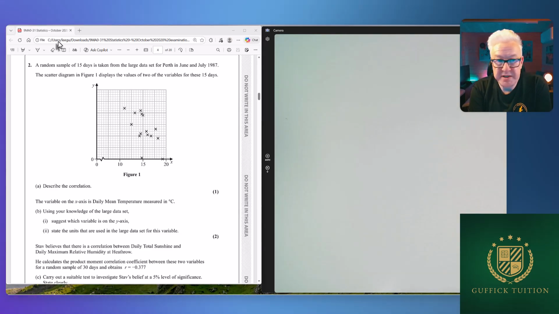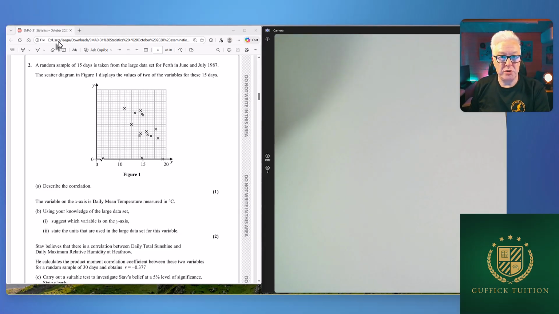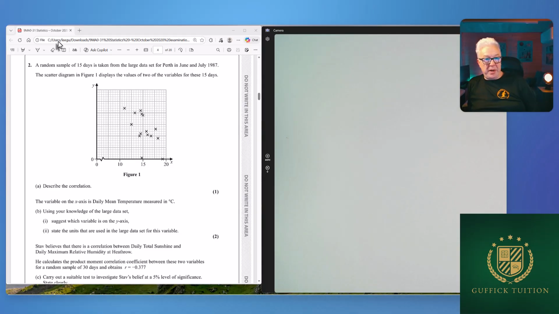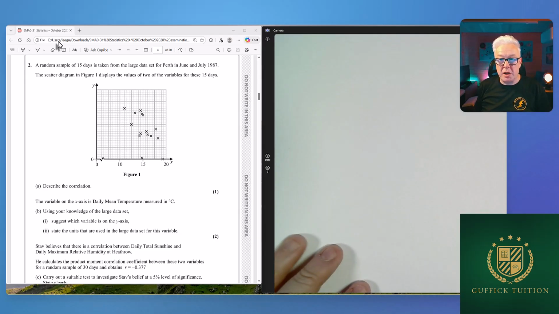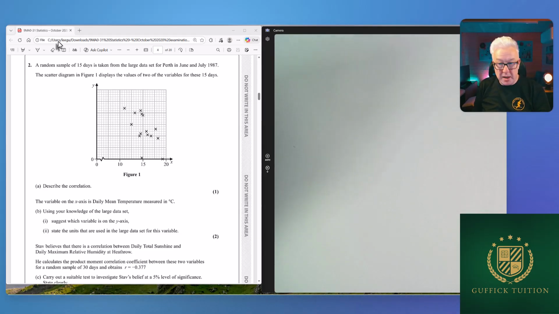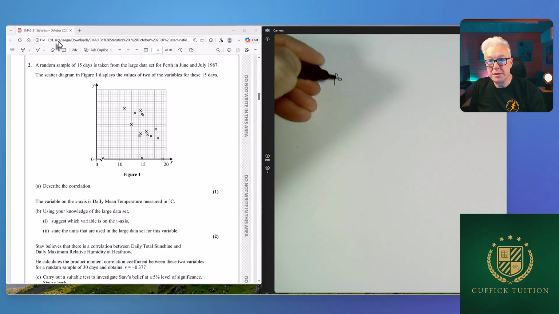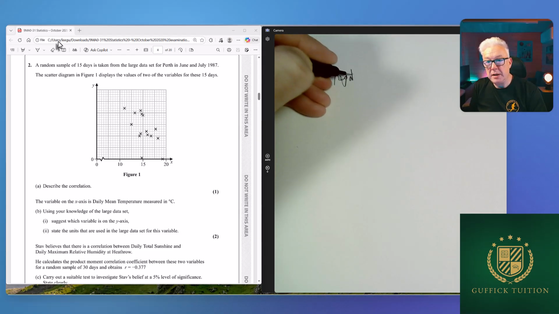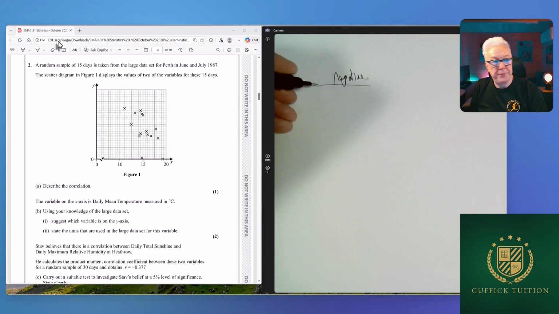Okay, we've got a PMCC and large dataset question here. It says a random sample of 15 days is taken from the large dataset for Perth in June and July of 1987. The scatter diagram in figure 1 displays the values of two of the variables for these 15 days. Describe the correlation. Okay, so we can see that it is a negative correlation.